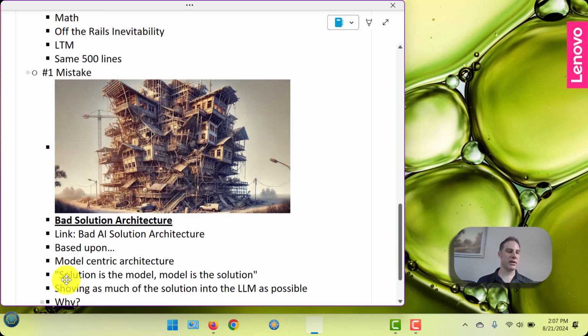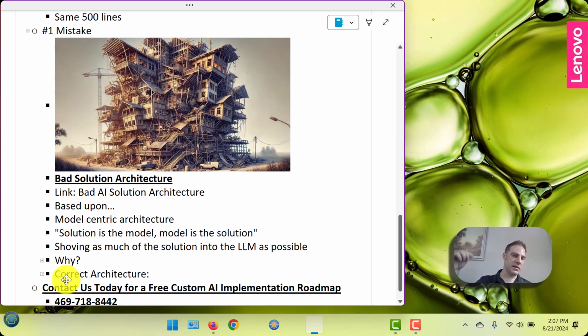Okay, so number one mistake, by far and away: bad AI solution architecture. I'll put a link to this below, but this is just so pervasive. It blows my mind how many people are building on a bad framework. Basically, if your solution is model centric, then it's wrong, in probably 95 to 99% of use cases. And this is part of why using Copilot doesn't work, because it's just an LLM centric solution.